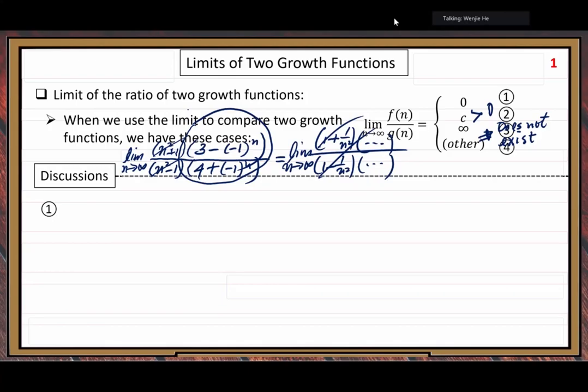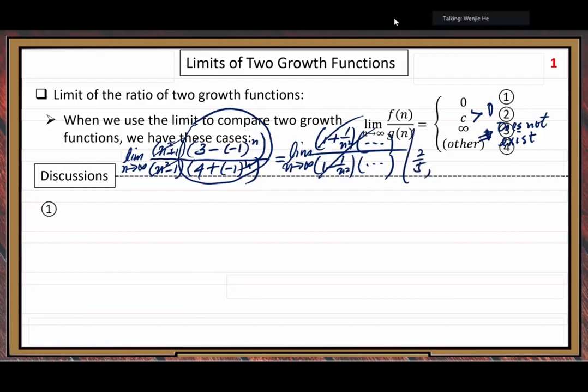What's the remaining part? Let us try even and odd numbers, because they take two values alternately, based on n even and odd. When we start with n = 0, that's even. So 3 minus 1 is 2, and 4 plus 1 is 5. So the first number should be 2/5.